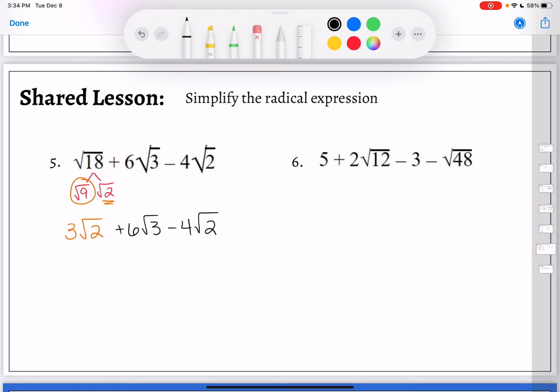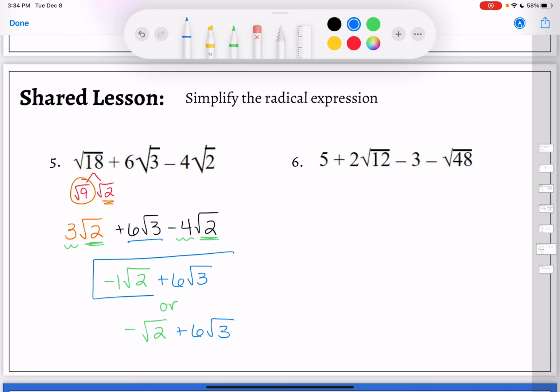So now let's take a look. 3 radical 2 plus 6 radical 3 minus 4 radical 2. I do have a pair of like radicals, right? So I'm going to combine my coefficients. 3 radical 2 minus 4 radical 2 would end up with negative 1 radical 2. Or you could just write it as negative radical 2. That would work as well. And then I have to have plus 6 radical 3 because that's not a like radical.